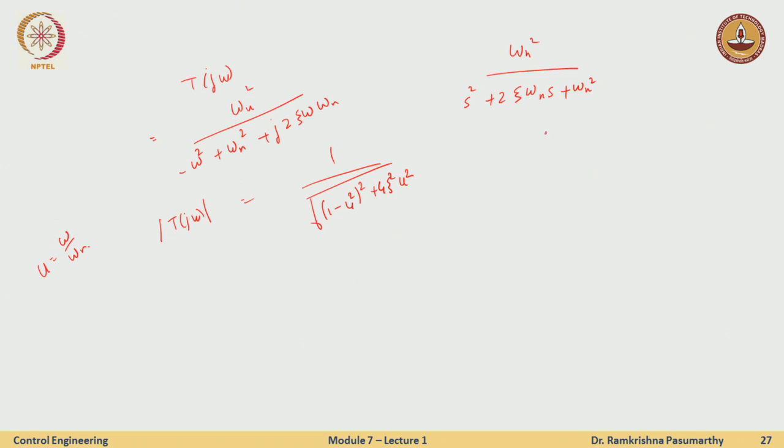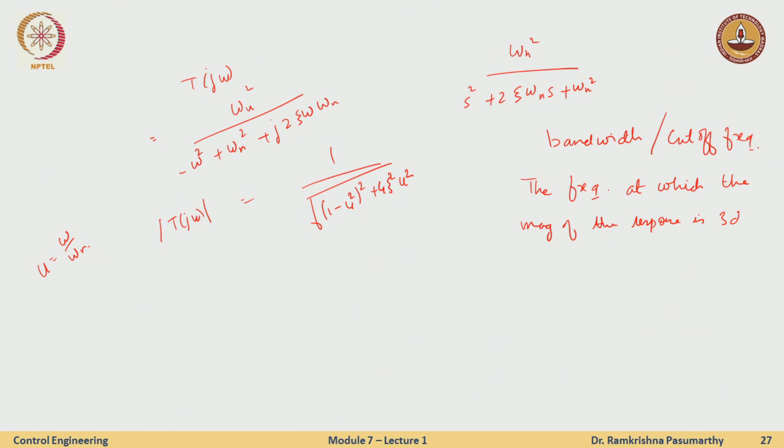So, first is how do you define the bandwidth or even the cutoff frequency, right. So, this is the frequency at which the magnitude of the response, now I am talking about the frequency response, not the time response, is 3 dB or below, right. And the bandwidth is then defined as this, 0 less than omega less than omega b, right.